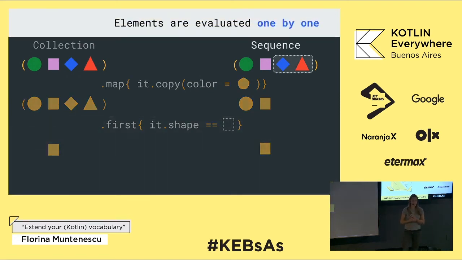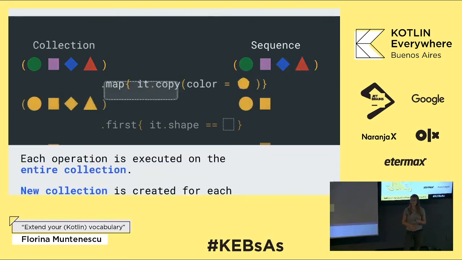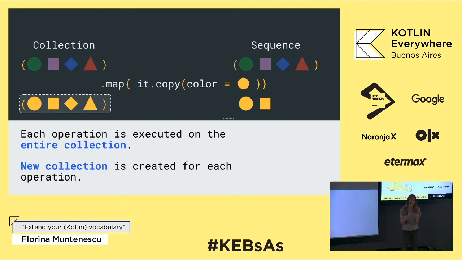So this means that with sequences, elements are evaluated one by one. So those elements at the end, we didn't even get to them. So we were able to save that extra memory, extra performance. Whereas with collections, each operation is executed on the entire collection, and then a new collection is created. So this means that if you have a big array with a lot of operators, like, I don't know, some map and flatMap and whatever, then a new collection is created every time for every operation.